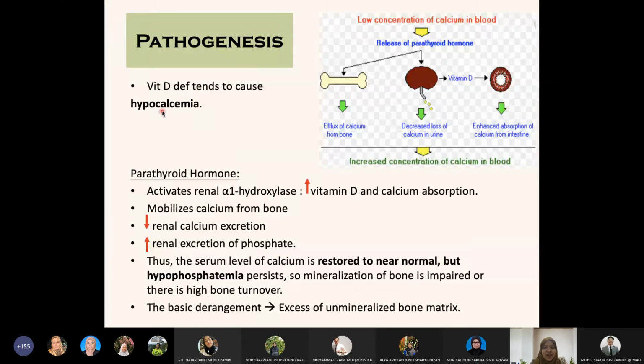Okay. This is repetitive: when the body is deficient in vitamin D, there will be hypocalcemia. Hypocalcemia will cause release of parathyroid hormone, so it will cause mobilization of calcium from the bone and the kidney. There will be active vitamin D to enhance the absorption of calcium from the intestine. However, there will be increased renal excretion of phosphate. Remember the diagram before. Therefore the calcium can be restored to normal, but the hypophosphatemia will persist, so mineralization of the bone will be impaired.